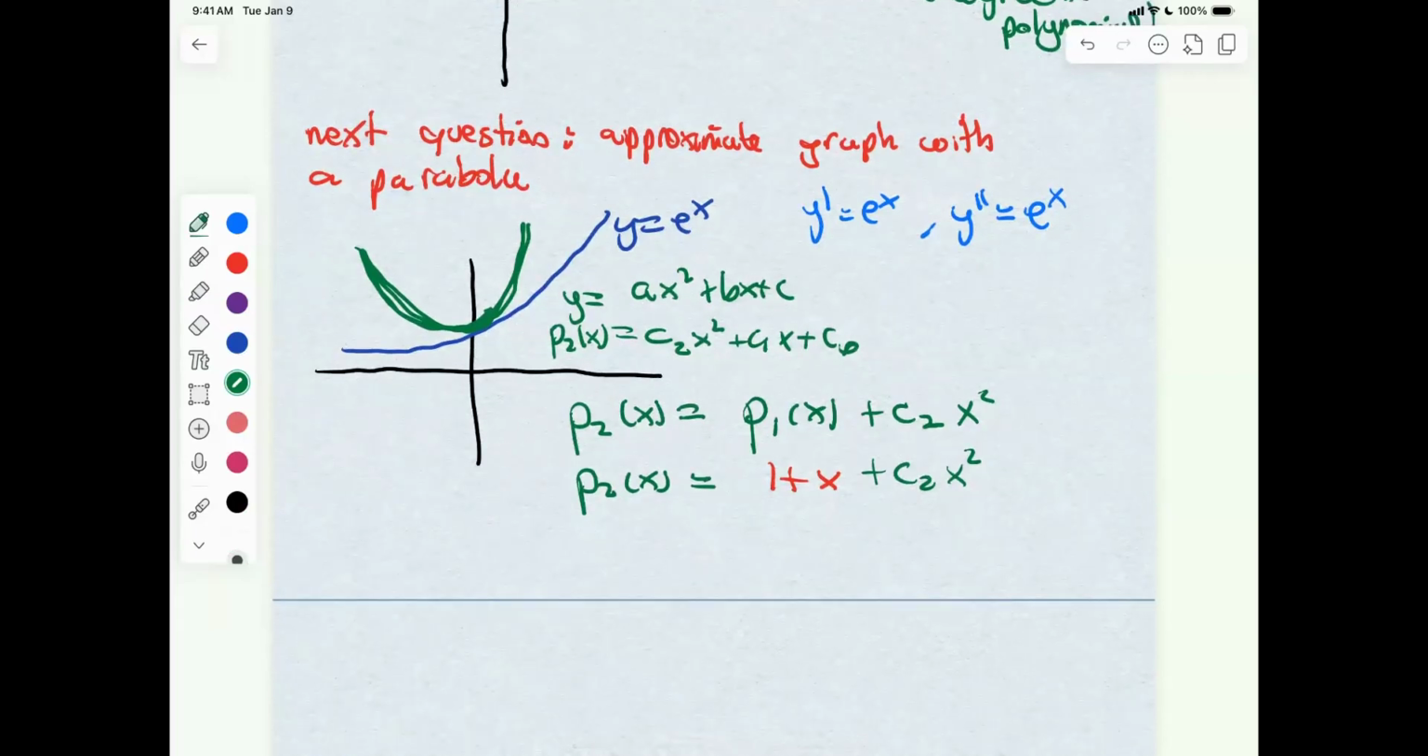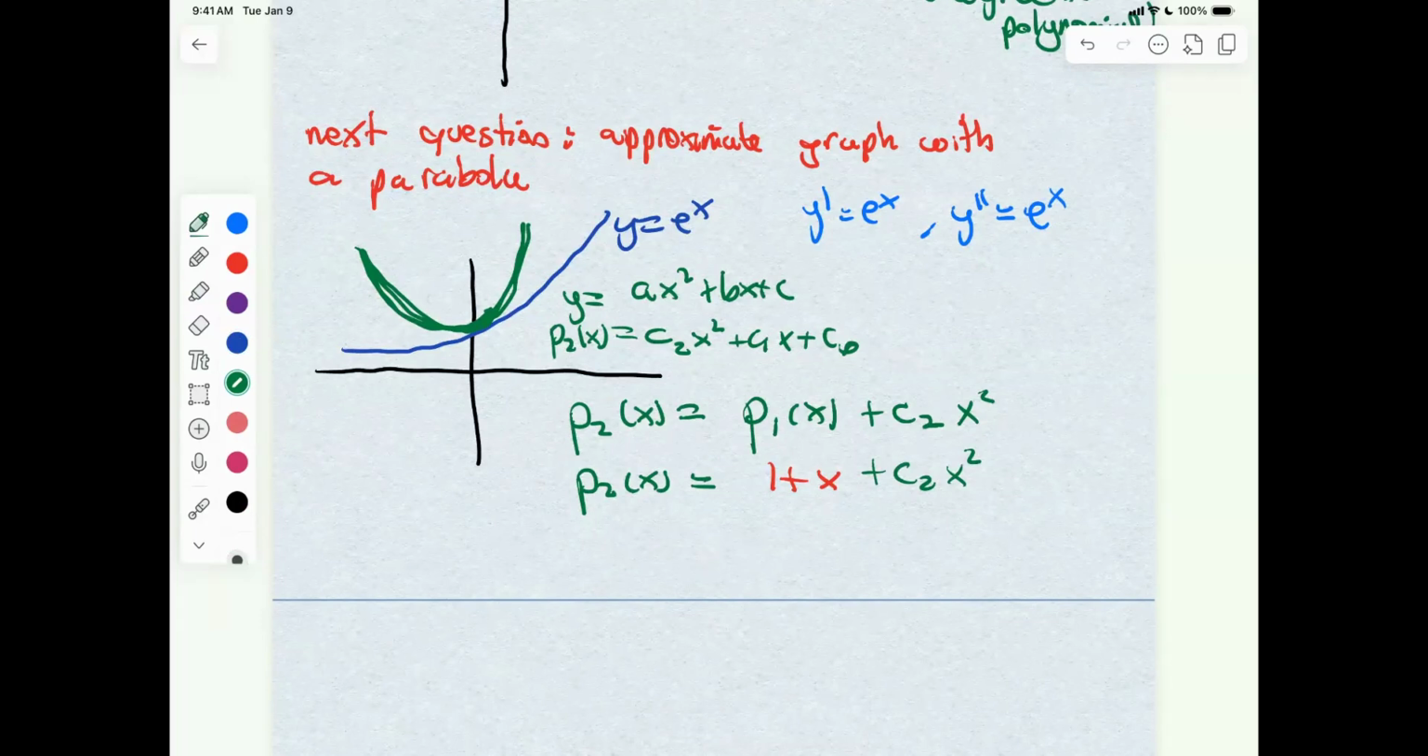So the question is how should you find this coefficient C2, right? Once you know C2, you know the entire parabola, right? So I will find it by asking the second derivative of this polynomial to agree with the second derivative of the function at that particular point. That's what will make it approximate the best.